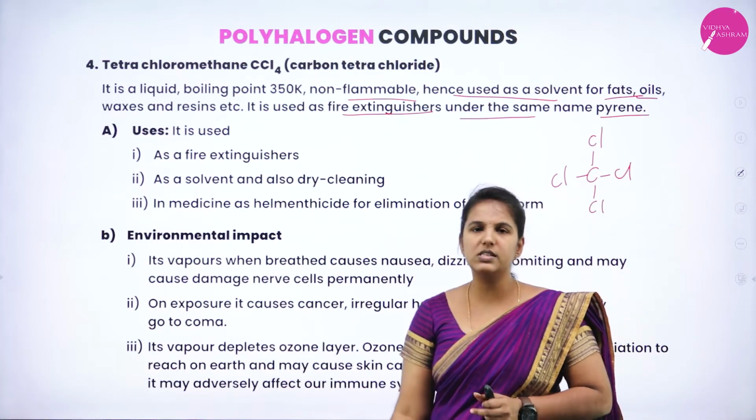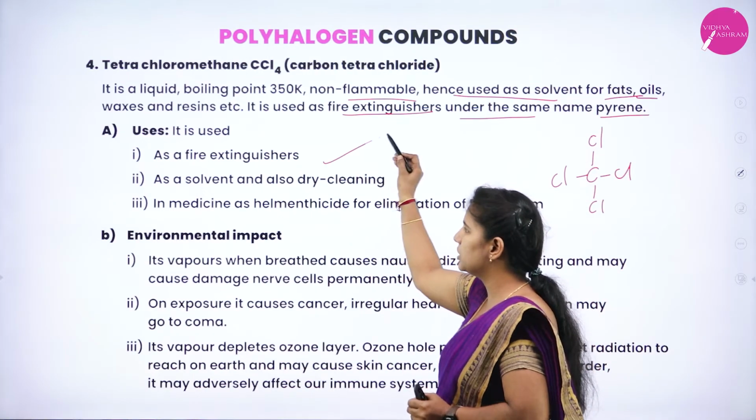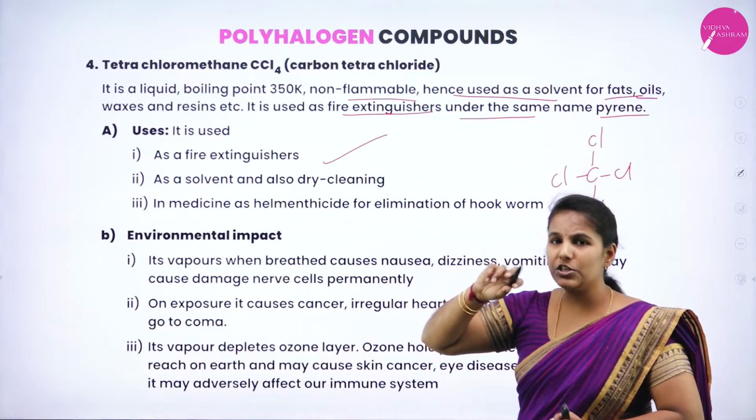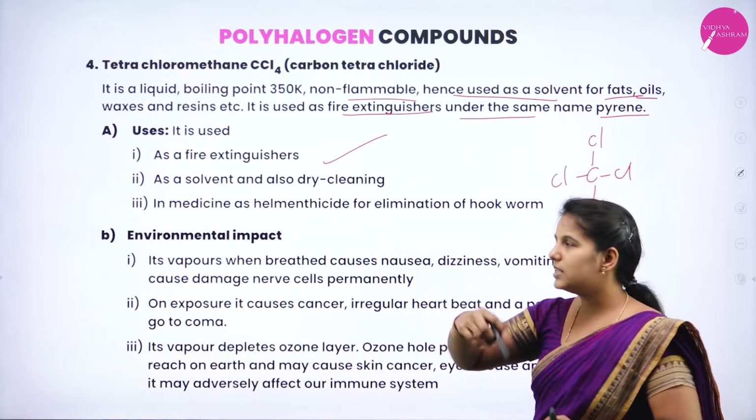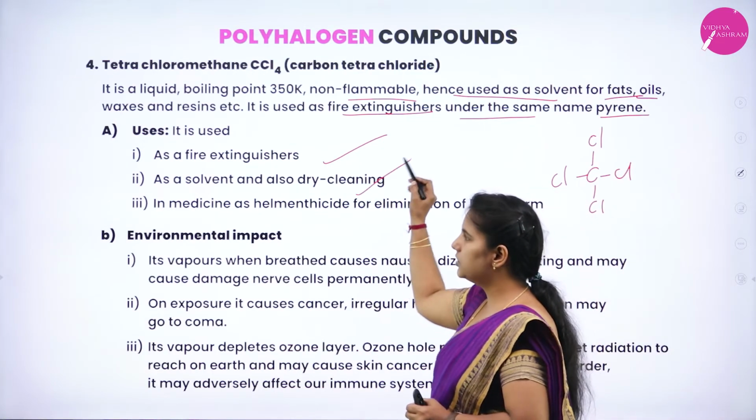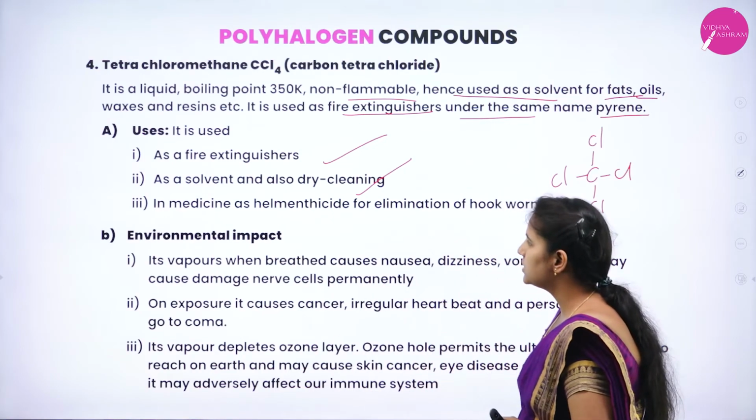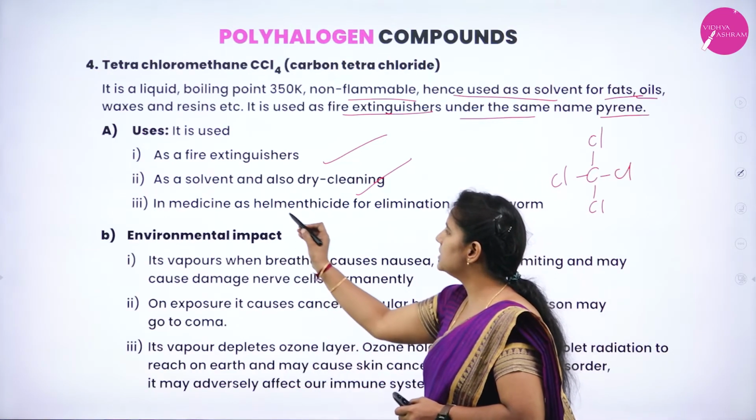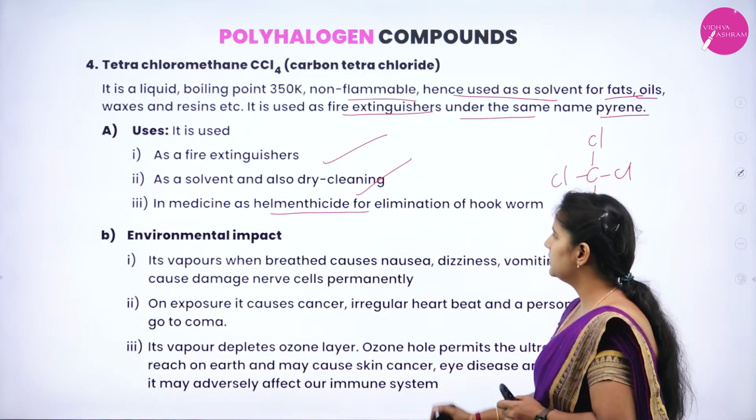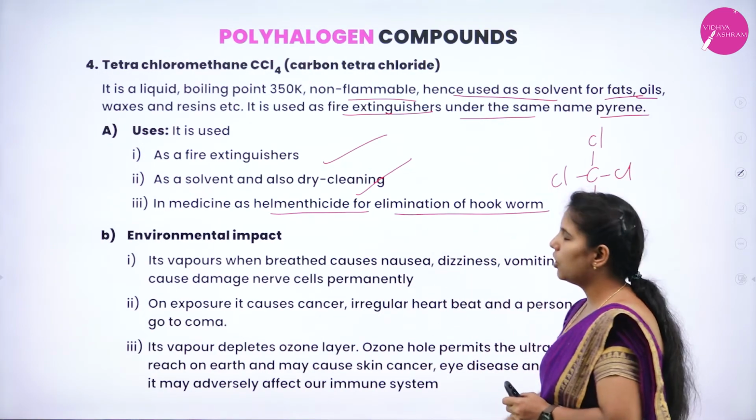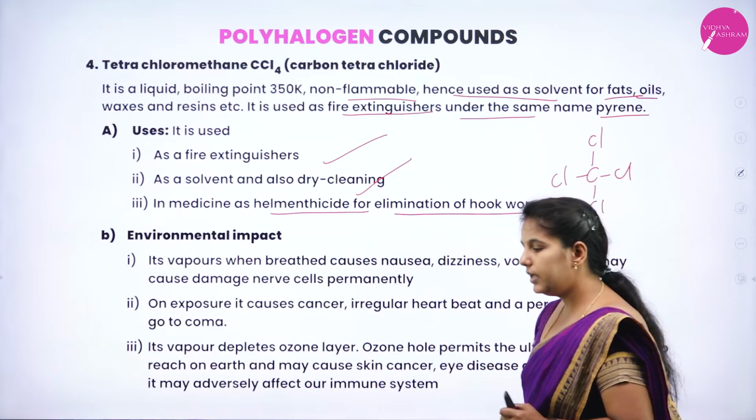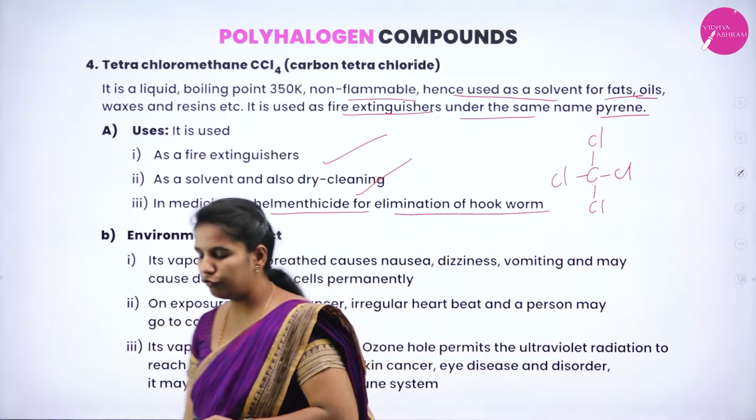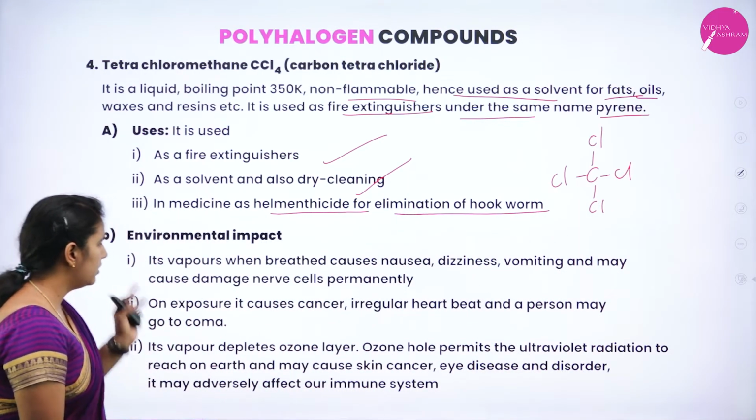Coming into the uses, extensively it is used in fire extinguishers, and it is used for preparations of many refrigerants, hence it is used as a solvent, and also it is used for dry cleaning purposes, and in medicines as a helminthicide for the elimination of hookworms. So earlier the farmers used to use this, but nowadays it has been banned.